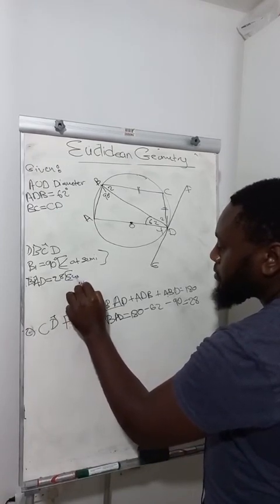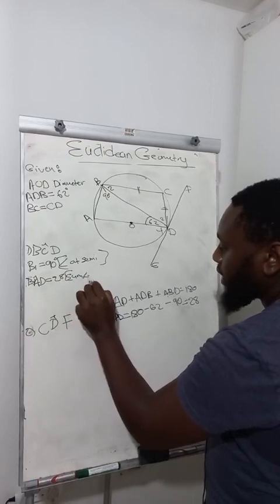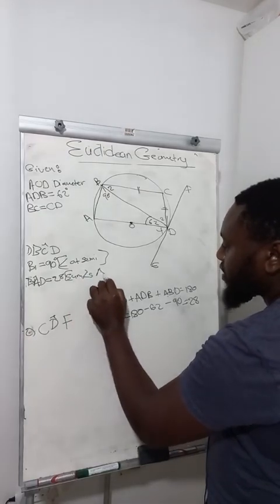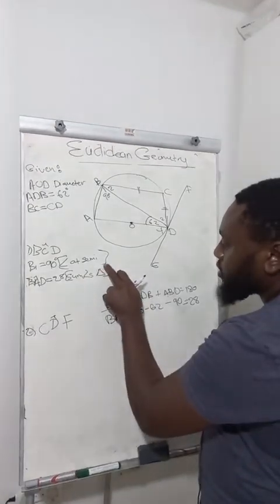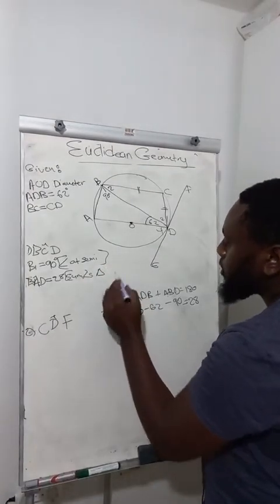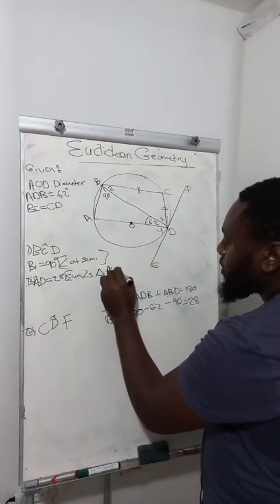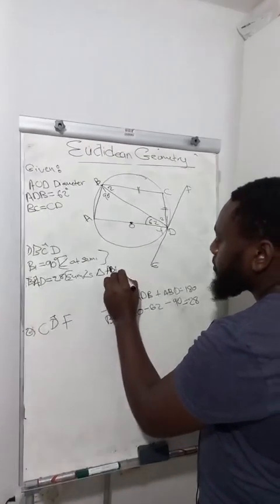Now you'll say what? Sum of angles of a triangle. Sum of angles of a triangle. Yeah, I forgot to write the triangle. It should be A, B, D.